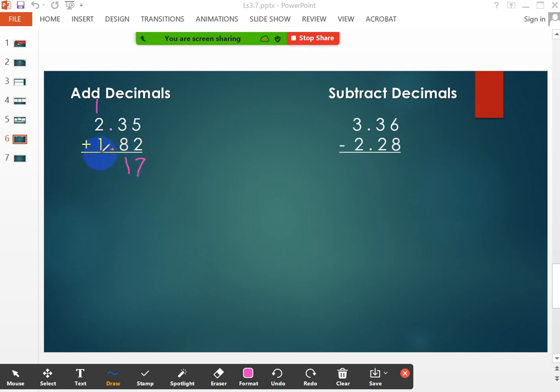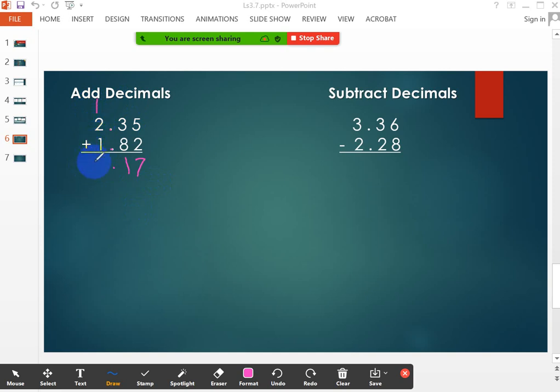Before I move to add the numbers in the ones digit, I have to take the decimal point and put it under the decimal point in the same location. This step is very important. This is the most important step to give you the correct answer. Okay? Now, after that, 1 plus 2 equals 3.